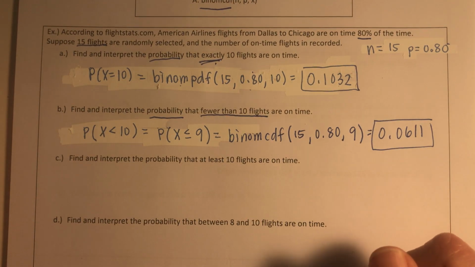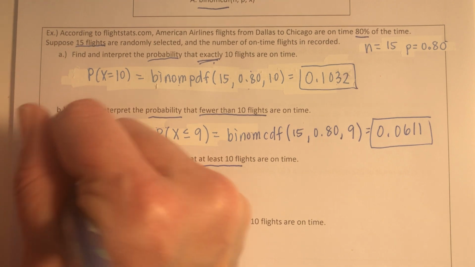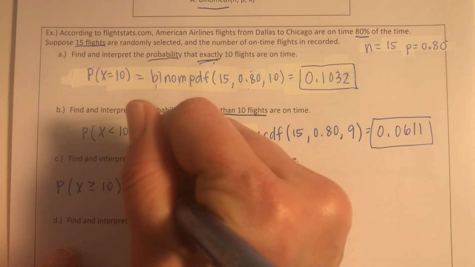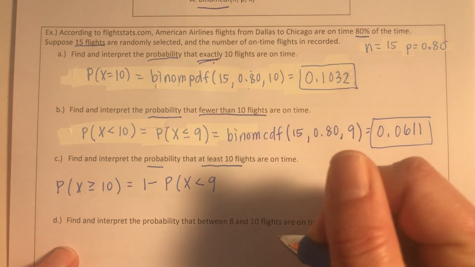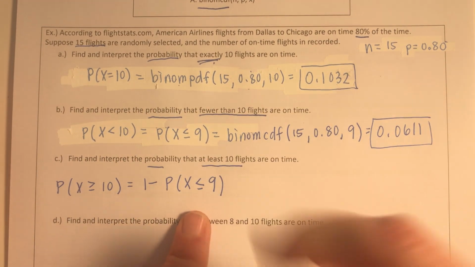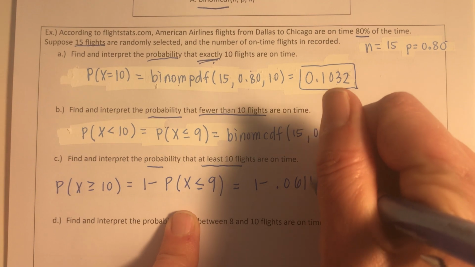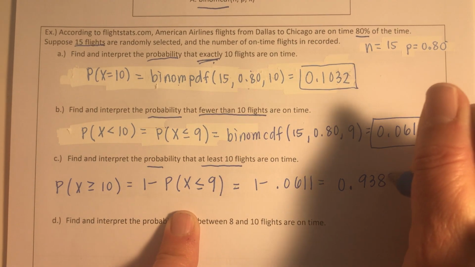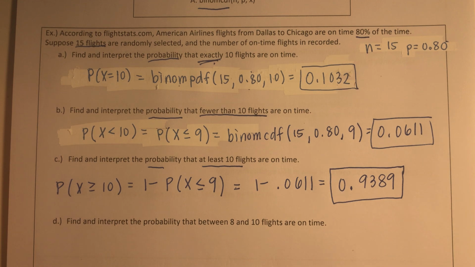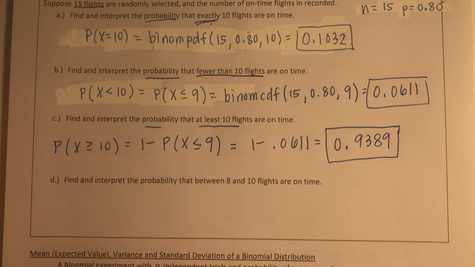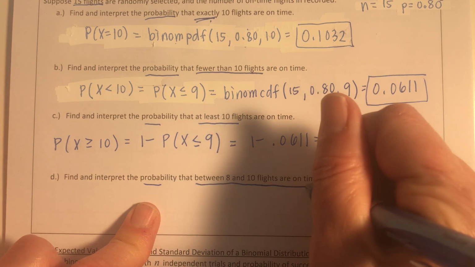The next one is the probability that at least 10 flights are on time. At least means x is greater than or equal to 10. Since we're dealing with greater, this is going to be 1 minus the probability that x is less than or equal to 9. This is the same probability we found just above, so I'm going to steal that number. I'm going to do 1 minus 0.0611, which is 0.9389. Again, these are discrete values. Remember, there's only 9 flights, 10 flights, 11 flights, so we're counting by whole numbers. No decimals.